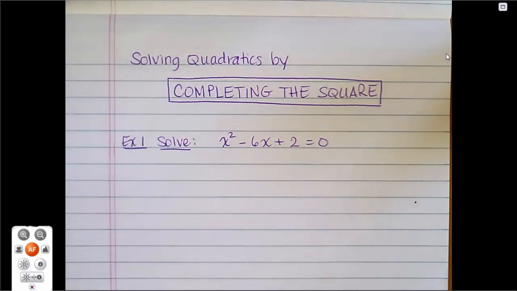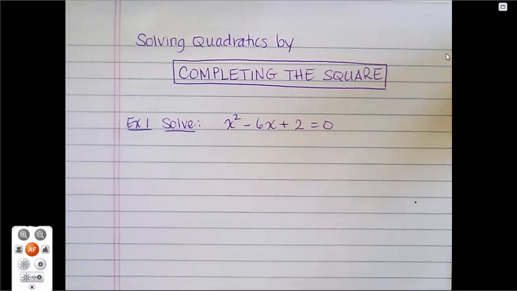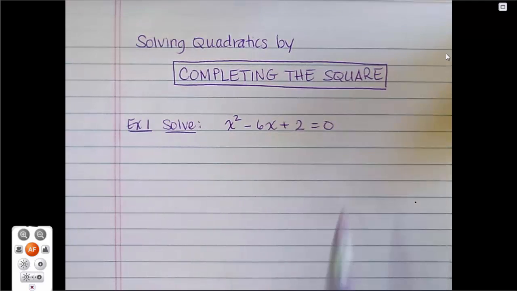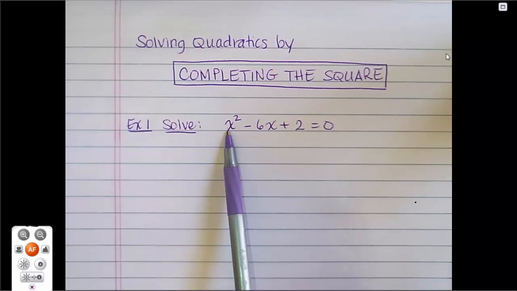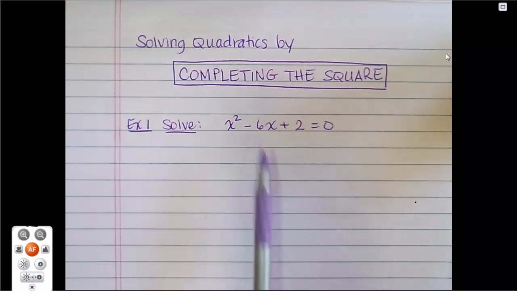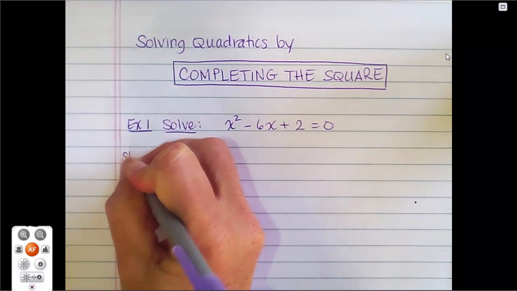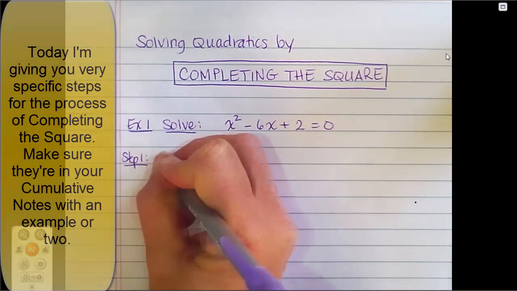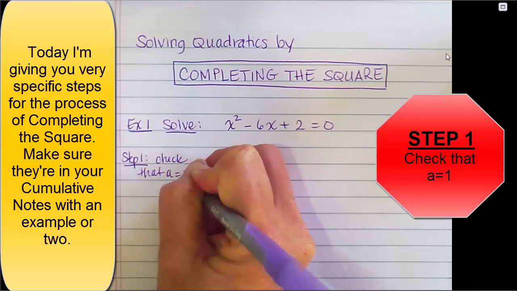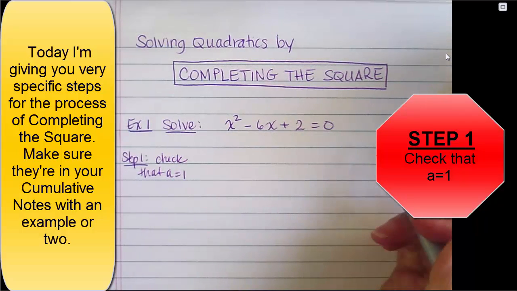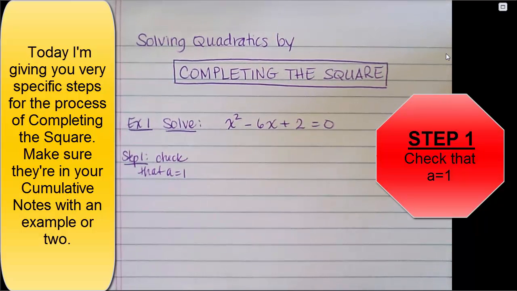Here we go. So when we're solving a quadratic by completing the square, the first thing is a has to be equal to 1. My leading coefficient must be 1. And here it is, so we're in good shape. So I guess for step 1, we'll say check that a equals 1. And here it does. If it doesn't, we need to do something else first.